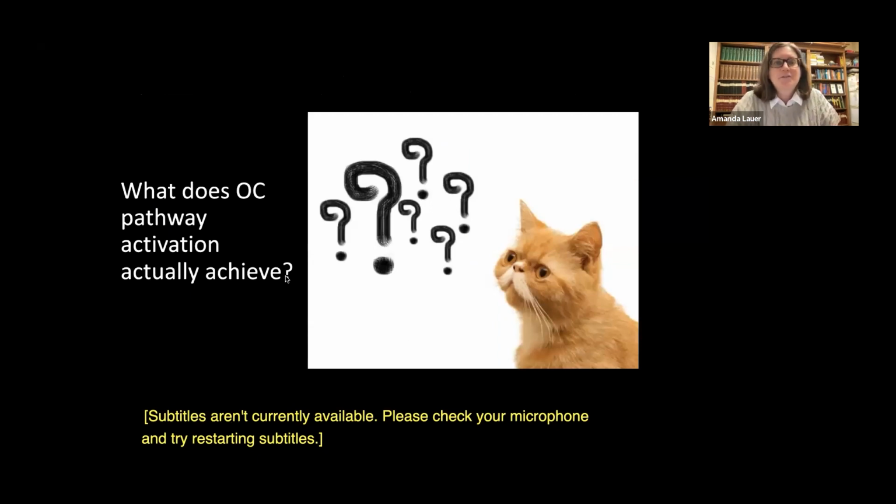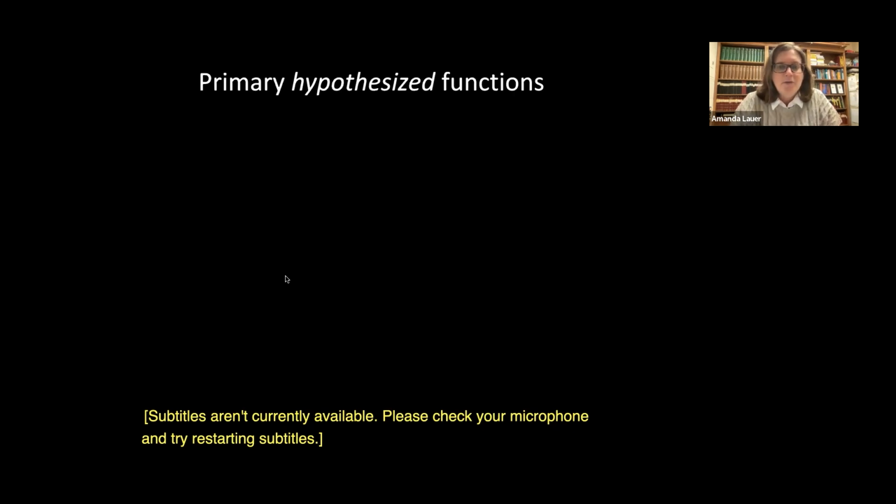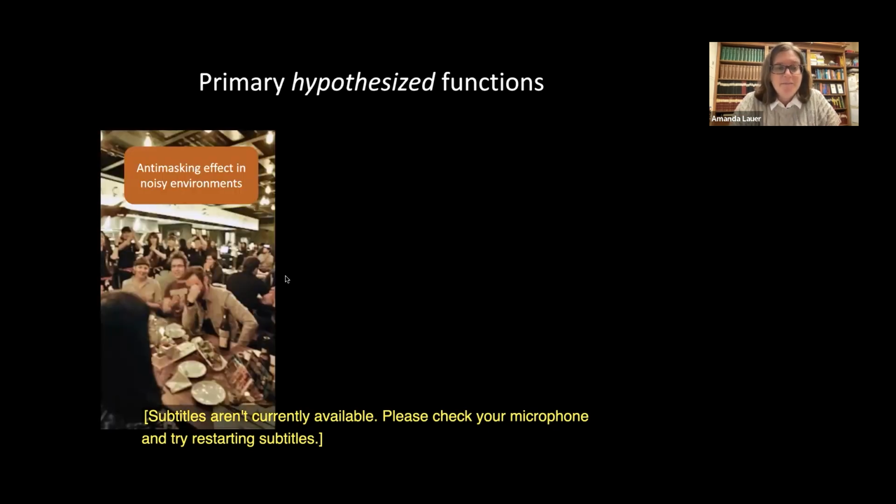However, things are never as simple as one might envision from a single auditory nerve response function, right? So there's been a lot of debate over many years about what this pathway activation actually does. What does the olivocochlear system actually do for hearing? So there are a bunch of hypothesized functions. I'll talk a little bit about three of the main ones here.